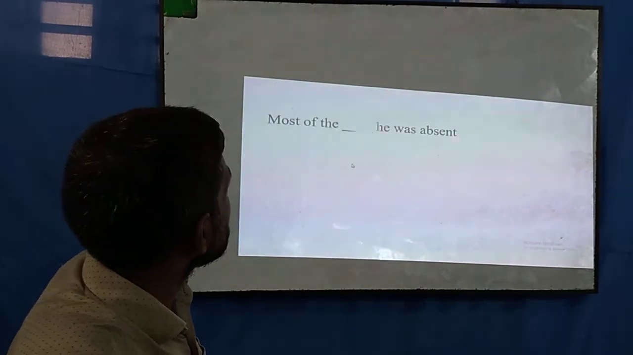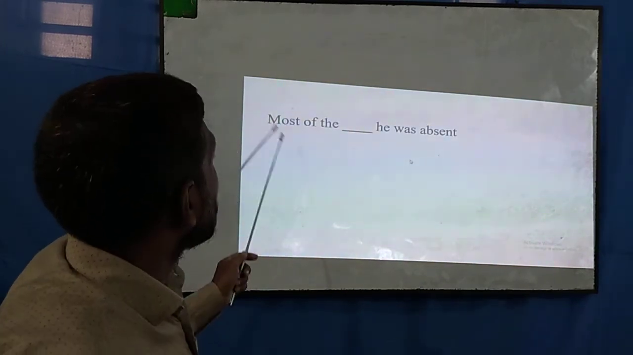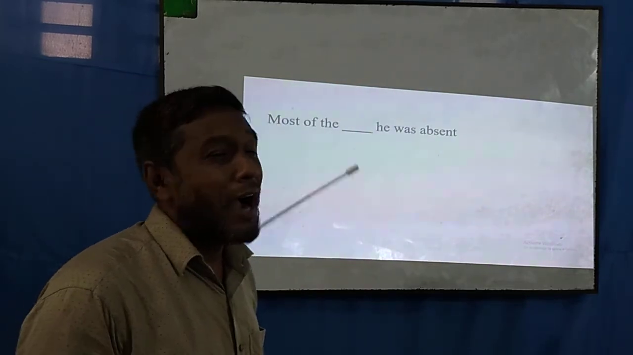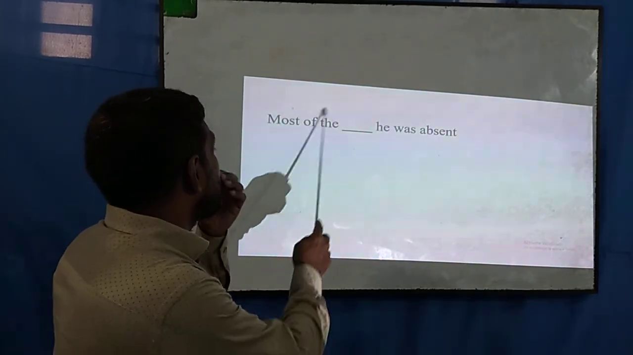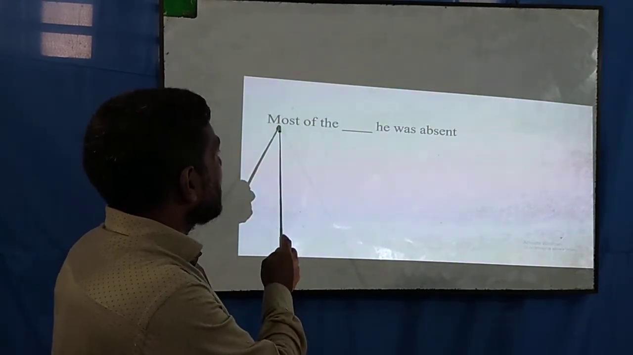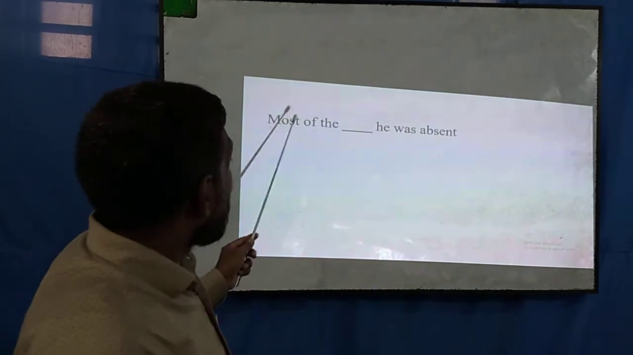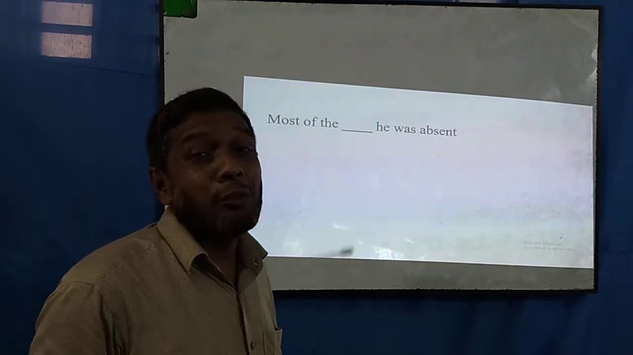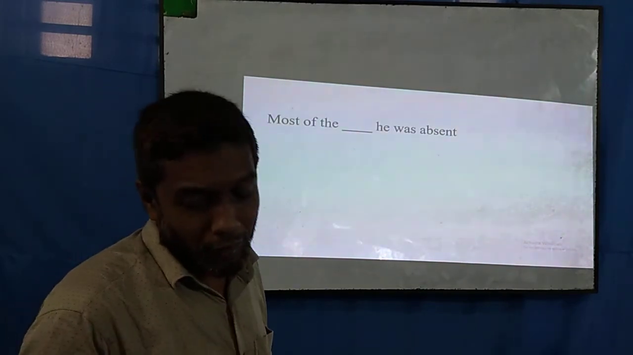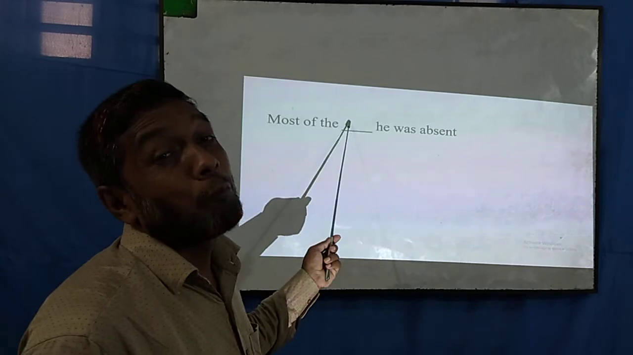So dear students, just look here: most of the dash he was absent. So how many clues are here? The 'the' is telling me a noun should be used here. Again, most of: you know after most of the noun should be plural form, but if I use an uncountable noun here, then the noun should be singular form. But if I use a countable noun here, then the noun should be plural form.